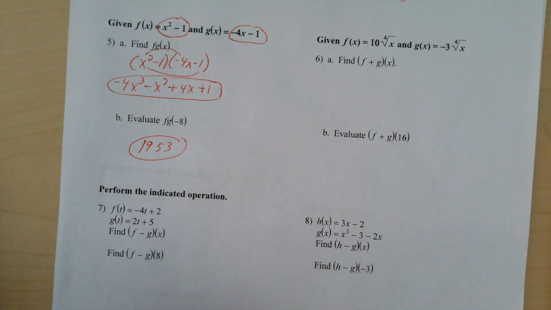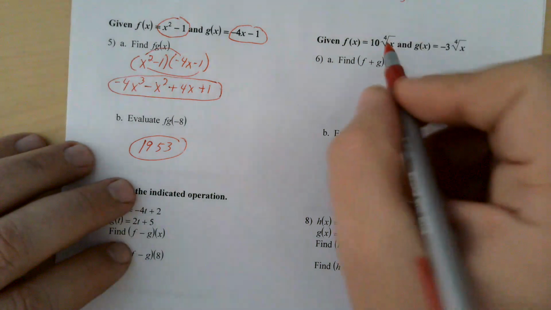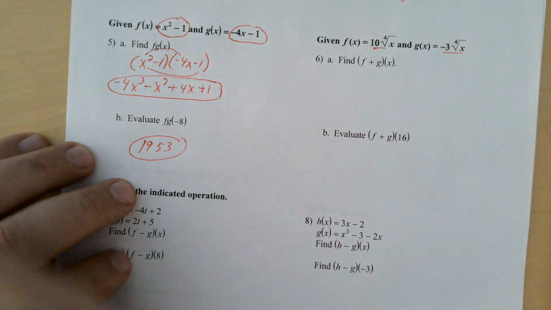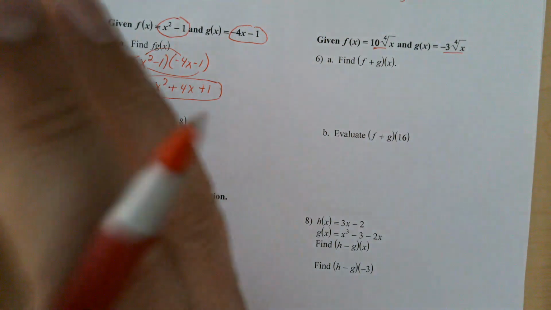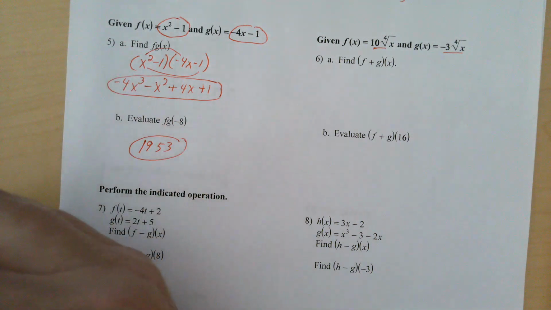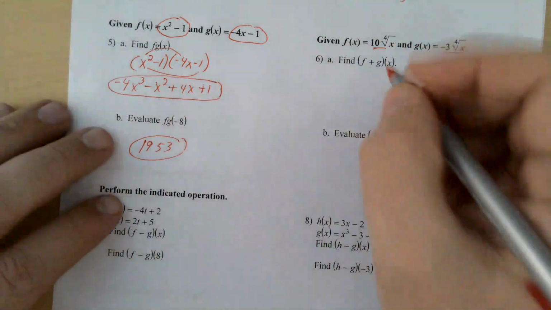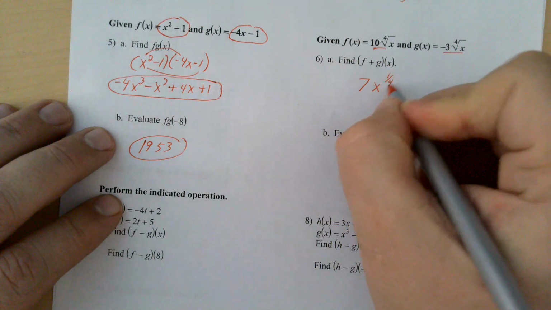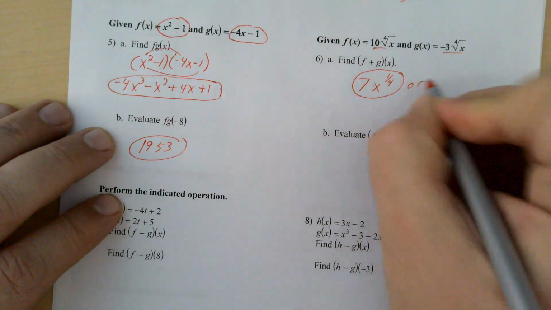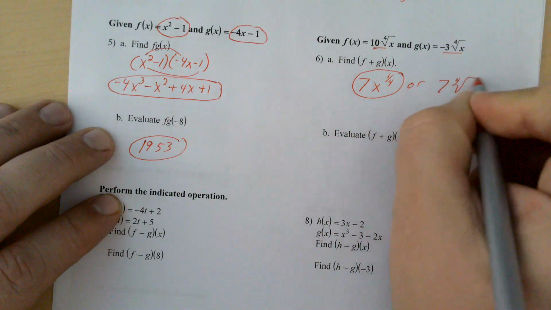The next one, I'm asking you to add these. And you say, Mr. Eggman, how am I going to add these? You add the numbers. They're the same. They're both x to the 1/4. So I have 10 of these, x to the 1/4, and I'm taking away 3 of them of the same thing. That's nothing more than 7 of them. So I could write them this way. This is an acceptable way of saying the answer, or the 4th root of x.